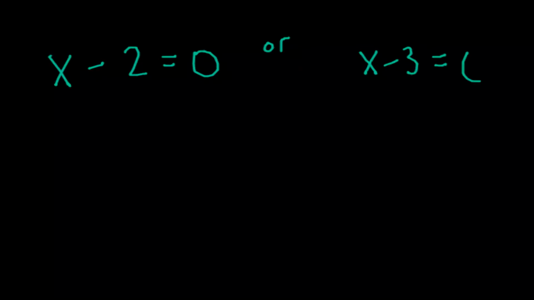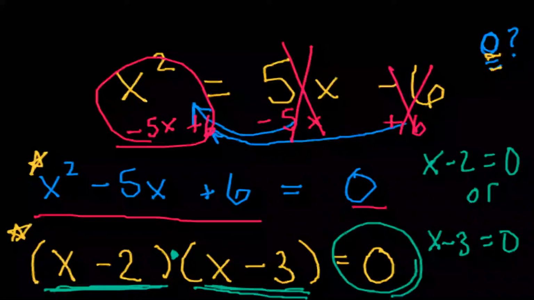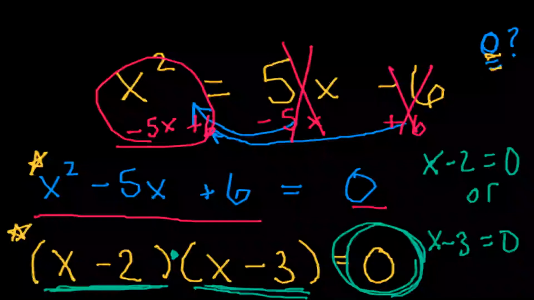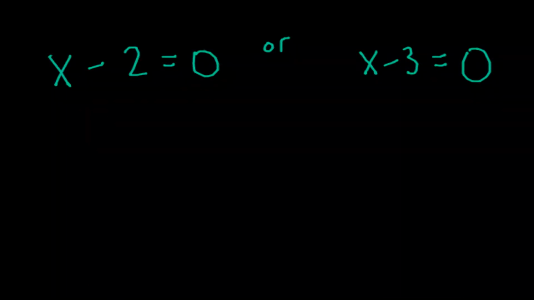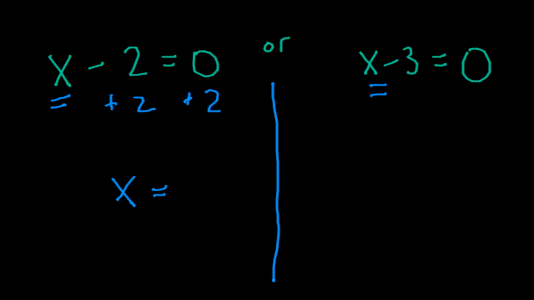Let me just put that on a new sheet here. So x minus 2 is 0, or x minus 3 is 0. It's the only way for our expression to come up with a solution of 0. How is that helpful? Well, actually, it's very helpful because I've now created 2 different equations where there's just one x. One x. So that means I can add 2. So this expression could be simplified down to x equals 2.